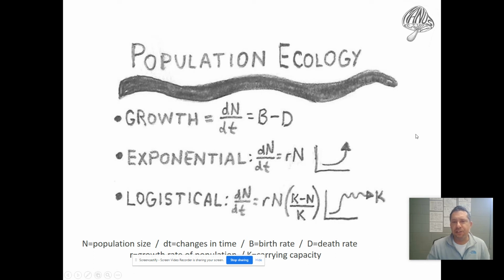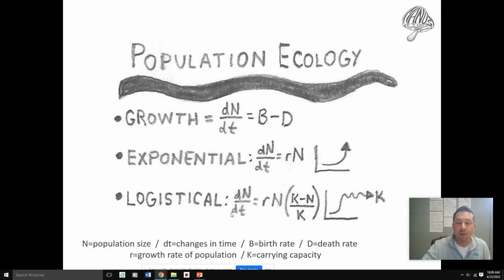When it comes to population ecology, you're going to have a couple different equations. Something that I should point out is that you're going to have the population size, the change in time, birth rate, death rate. A couple of these letters that you'll see, r, which is going to be the growth rate of the population, and K being the carrying capacity. Those are all going to come into play depending on the question that you're given. And something that I tell students is make sure that you know that the growth rate is going to be this, the N over T. So growth rate equals births minus your deaths.